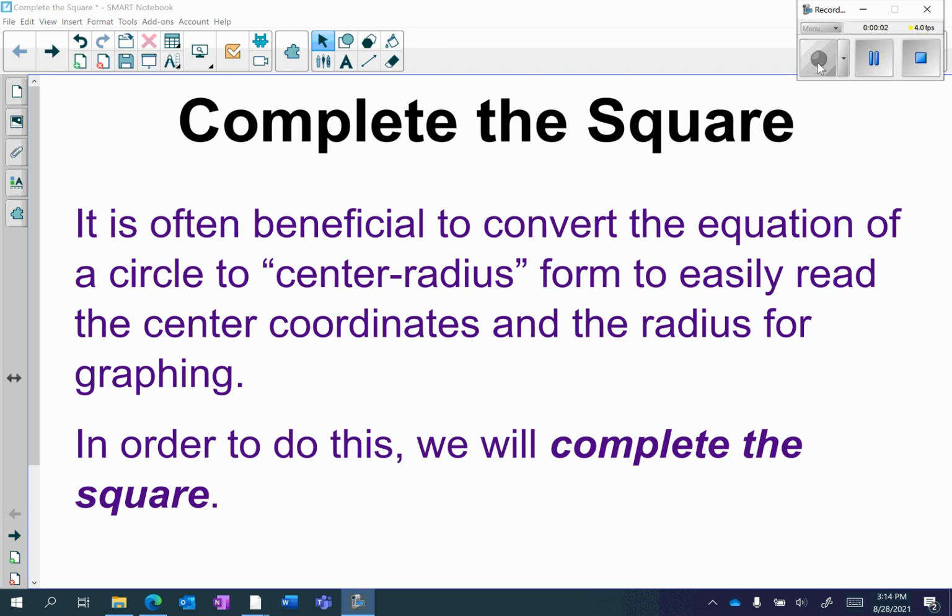Hi everyone, in this video we are going to discuss how to complete the square. It is often beneficial to convert the equation of a circle to center-radius form to easily read the center coordinates and the radius for graphing. In order to do this, we complete the square. Let's discuss the steps in order to complete the square.